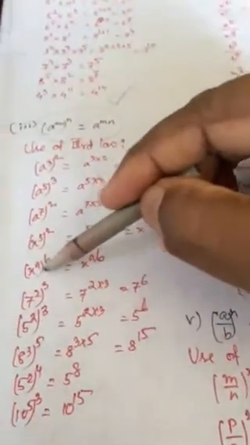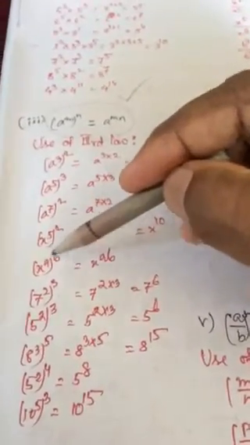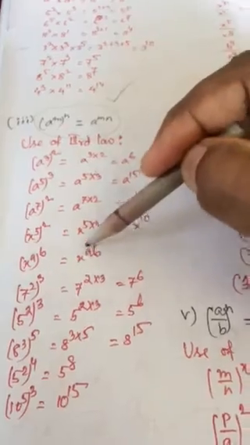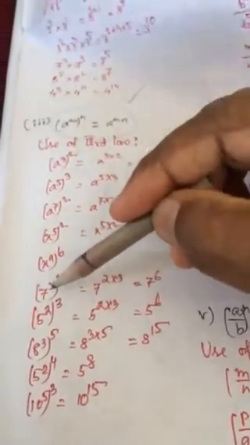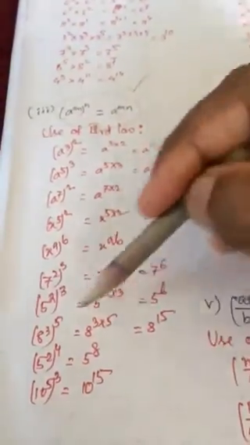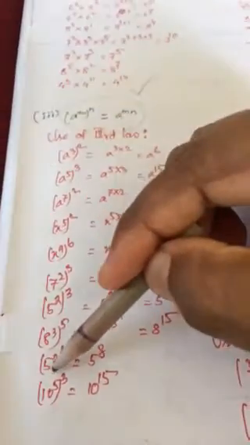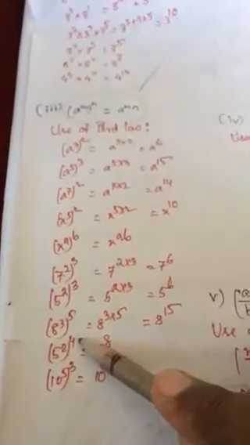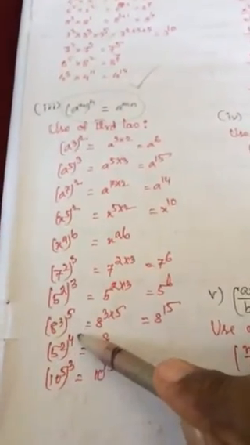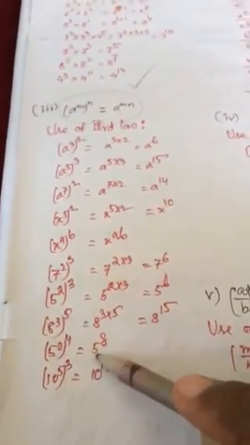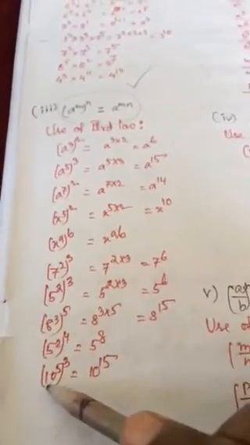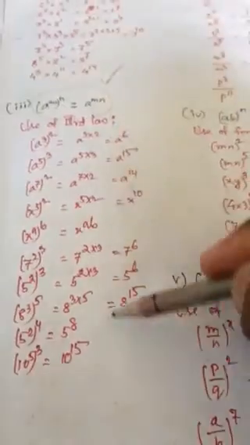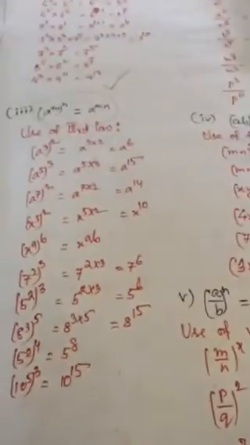Here x to the power a, whole to the power b, means a and b will be multiplied, x to the power ab. In the same way you can see here. 5 to the power 2, whole to the power 4, so these two will be multiplied, so 5 to the power 8. Here 10 to the power 5 times 3 is 15. So this is the third law of indices, how to apply the third law of indices.